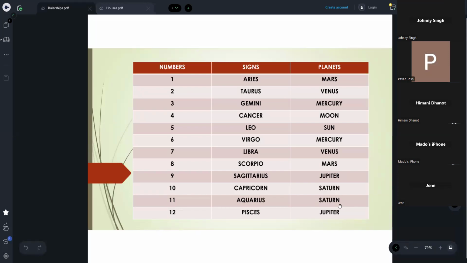The Western students are probably thinking this would be Uranus, and this would be Neptune according to them, but we're going to leave them out for now. I'm going to focus just on these planets. You'll be able to make predictions based on these with no problems.